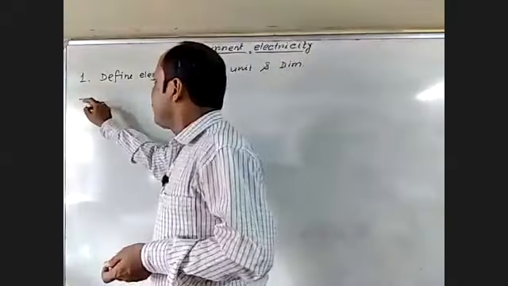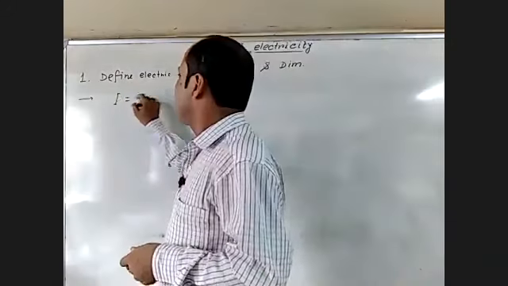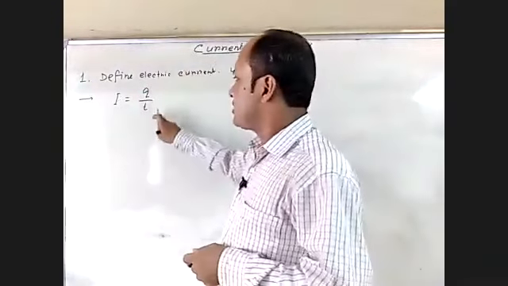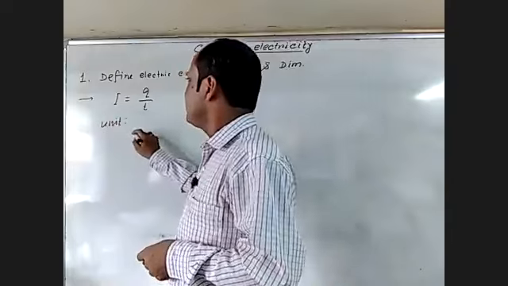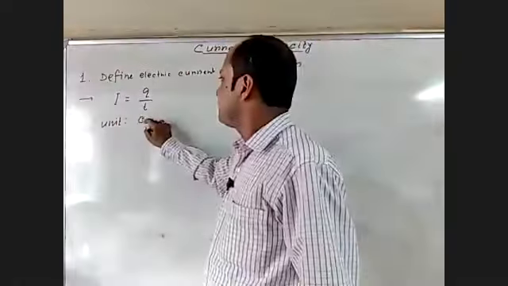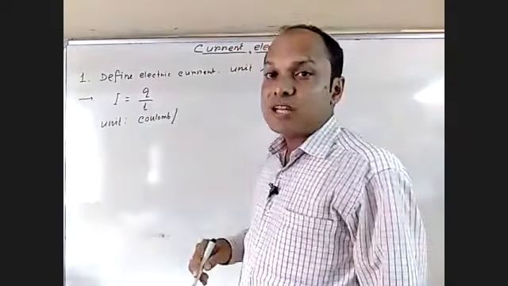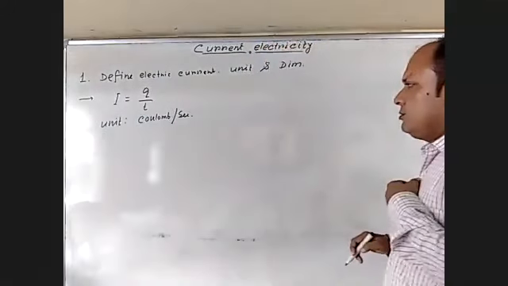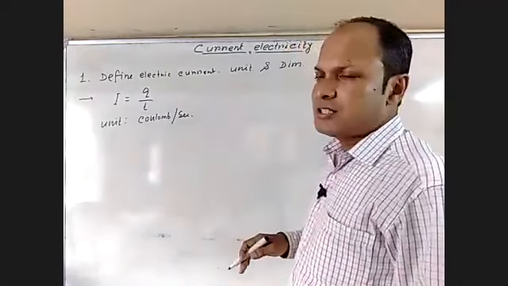According to the definition, the rate of flow of charge is called current. There is a current I equal to Q by T, that is charge by time. So the unit will be Coulomb for charge, and this is time. It is Coulomb per second. So the unit of electric current is Coulomb per second.